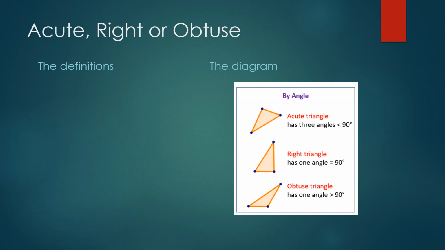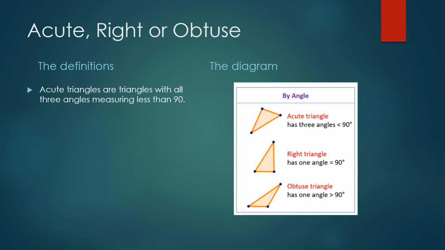Now let's talk about acute, right, and obtuse. Just like in the previous angle video, the definitions of acute, right, and obtuse are the same. The limitation here is that it is about the triangle itself. So if we have an acute triangle, what that means is that we have three angles. All three angles are acute. In other words, each angle is less than 90 degrees.